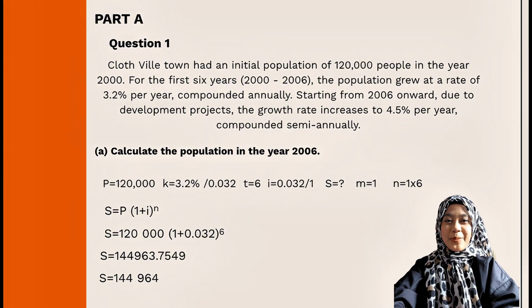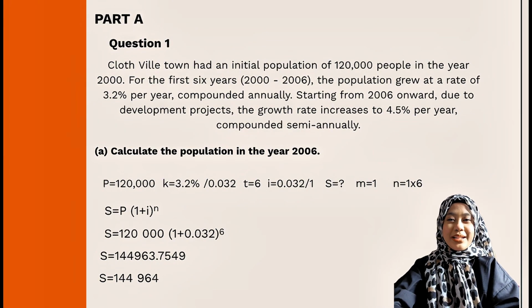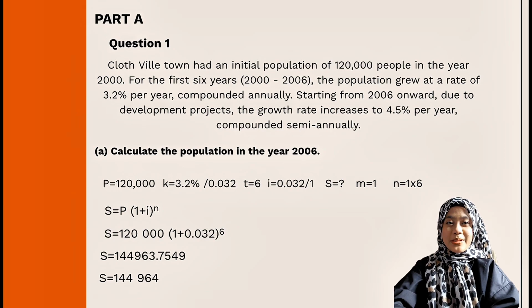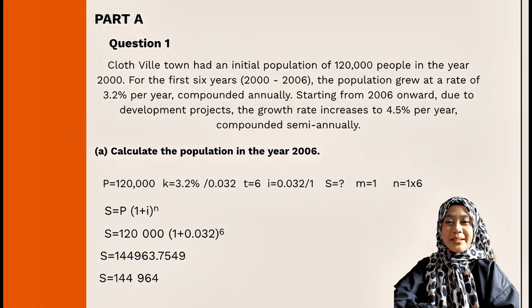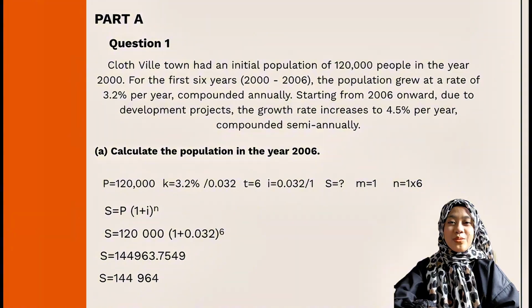Hello everyone. Today we're going to do part A, question 1. The question is calculate the population in the year 2006. So first you may list down the important values. The formula is S equals P bracket 1 plus I bracket N. We don't know S, so we're going to put P equals 120,000. So bracket 1 plus 0.032 to the power of 6.